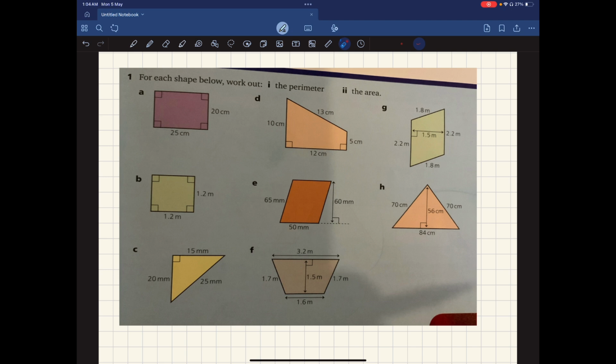Area of the triangle. The perimeter is going to be 20 millimeters plus 25 millimeters plus 15 millimeters. The area is half into base into perpendicular height. So this is the perpendicular height, right? So if this is the height, 15, then 20 is going to be the base. And if you consider 20 to be the height, then 15 is going to be the base. Okay? So half into 15 into 20 is going to be 150 millimeter square, the area of the triangle.